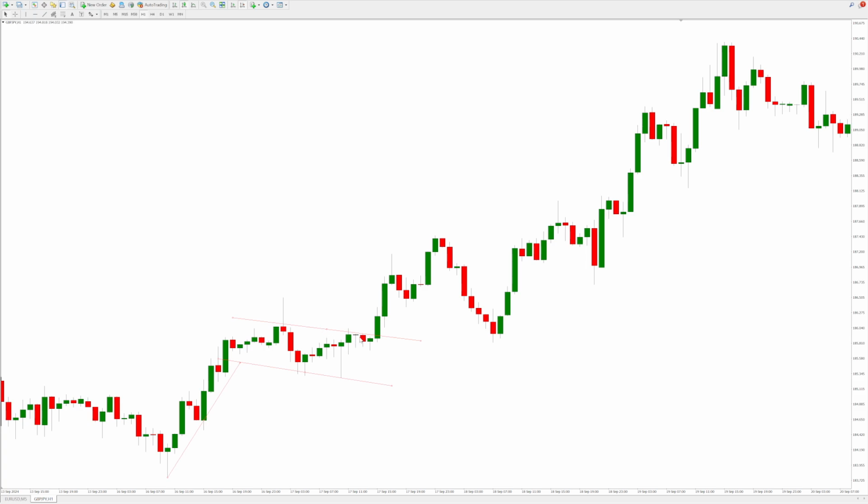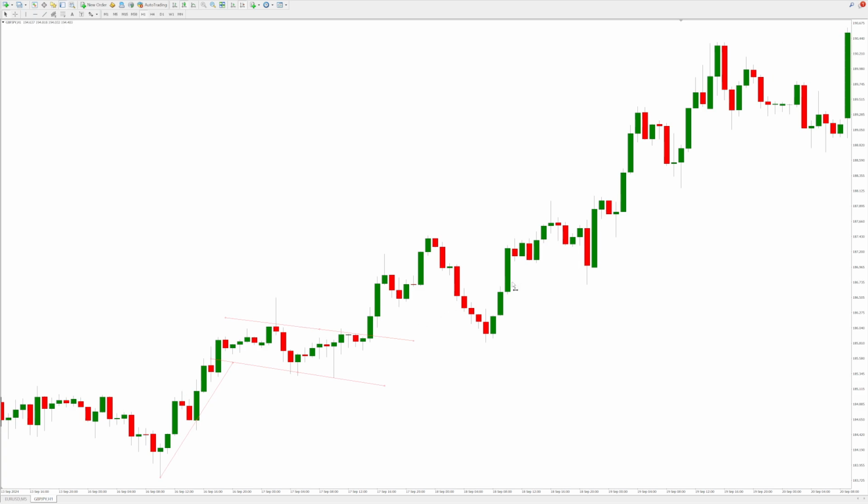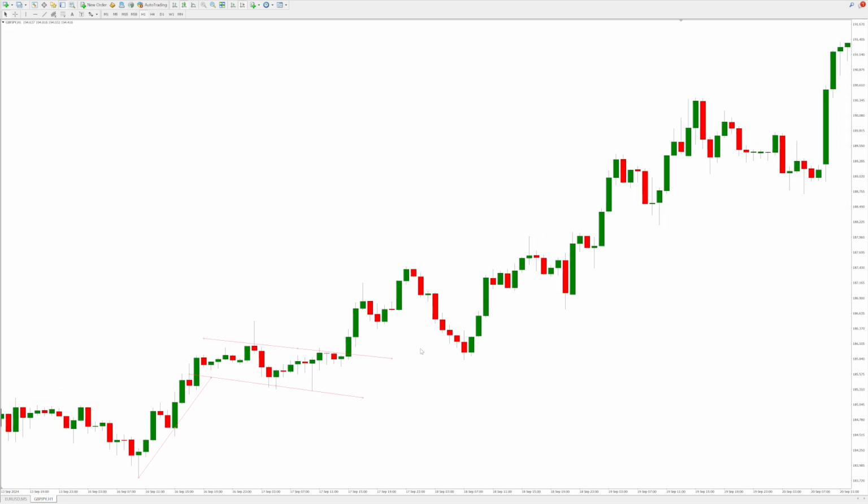Okay, so we can either enter on the breakout straight away, or we can wait for another pullback and enter the trend then. For that, you can use further support and resistance or other indicators to confirm entry.